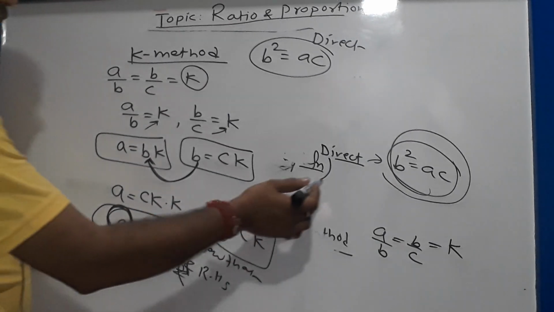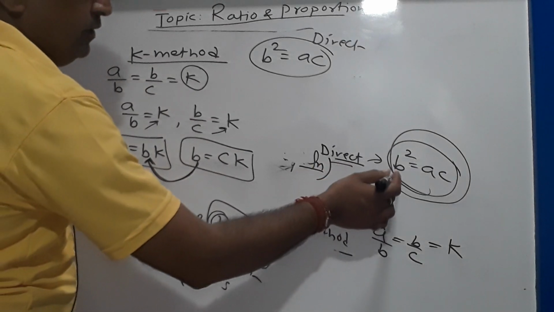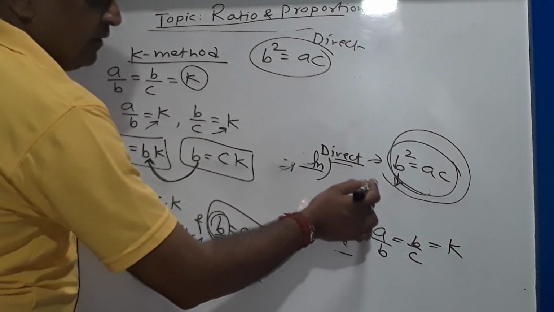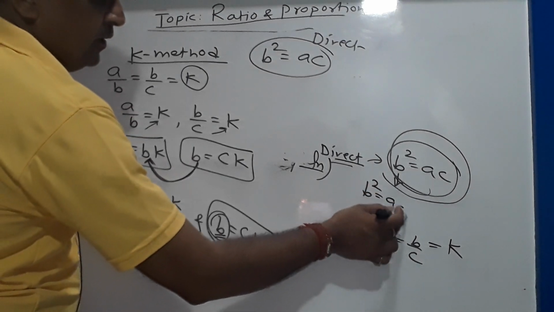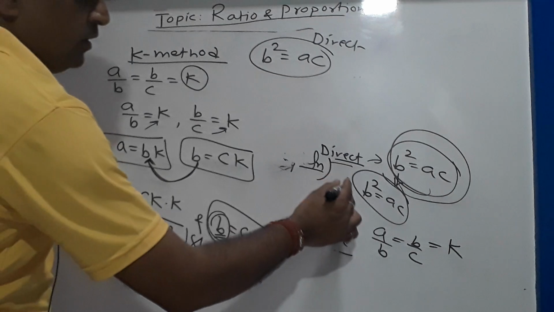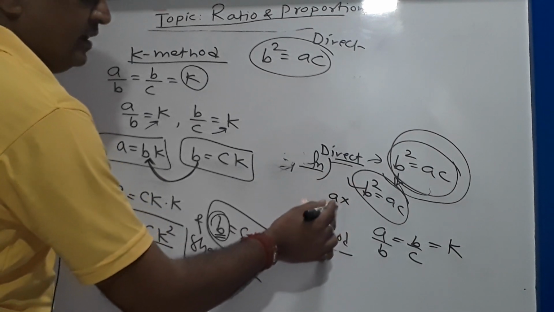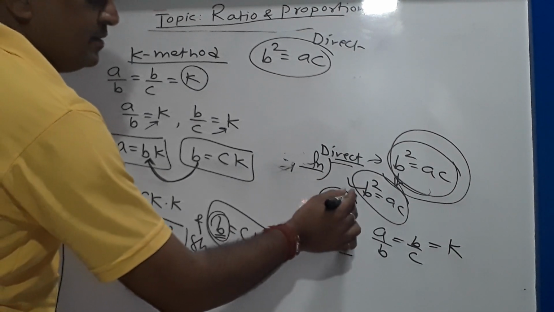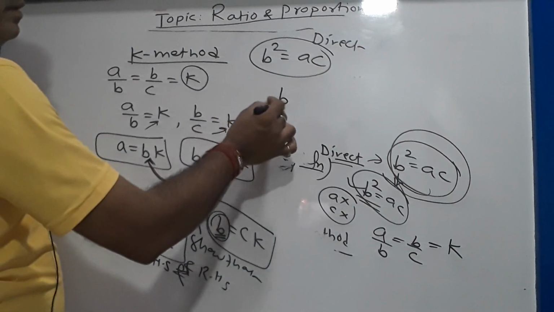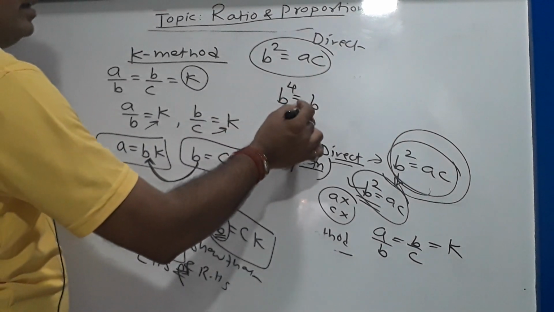Now what do we do in the direct method? In the direct method, we are going to replace B square value by AC. So we are not going to replace A and C. We will only replace B square wherever B square is there. For example, if B power 4 is there, then B power 4 I can write as B square square.